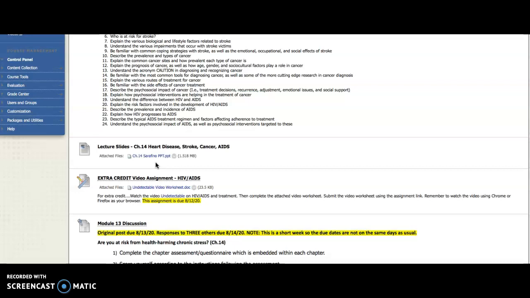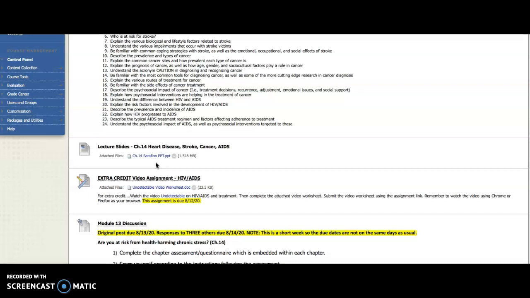We'll look at psychosocial interventions that are helping in the treatment of cancer, some of which we've already talked about, like the support groups. And then lastly, we'll end with discussion on HIV and AIDS, understanding the difference between those two, as well as what the huge risk factors are for developing HIV and AIDS.